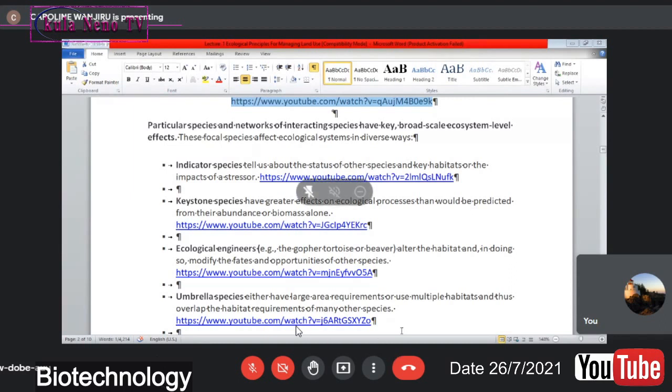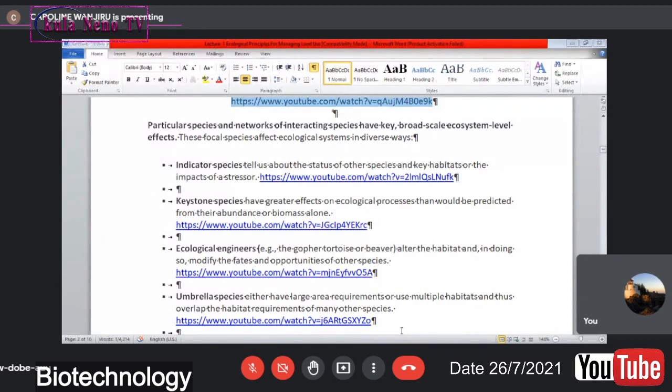We've got the indicator species that tell us about the status of other species and key habitats, or the impacts of a stressor. For indicator species, they will tell you exactly how an ecosystem is doing. Either the absence or the presence of an indicator species will give you an idea of what is happening, either what is happening to the other species.